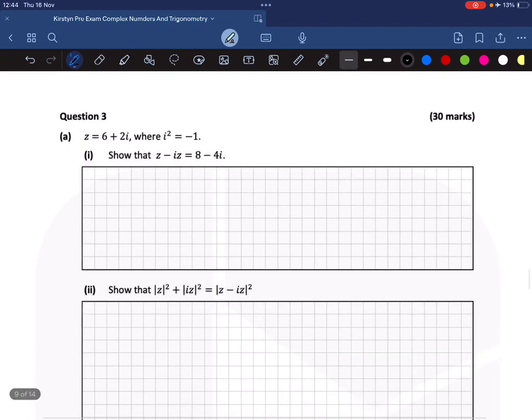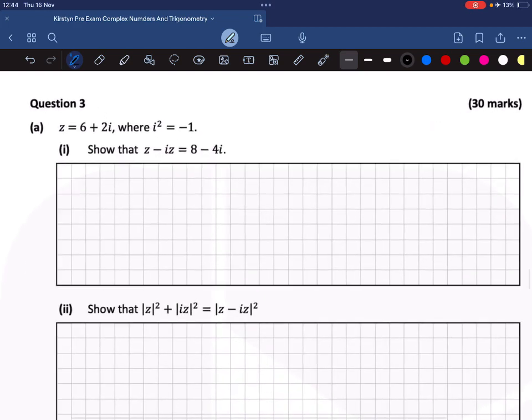So, question 3. z is equal to 6 plus 2i, where i squared is equal to negative 1. Part 1, show that z minus iz is equal to 8 minus 4i. As I said the other night, the best way you can write this out is just taking your time and putting brackets around all the complex numbers. So, z minus iz. That's just the way I write complex numbers when I use z, just so it differentiates it. Because if you're writing too fast, you might do that and you're like, oh, is that a 2? So this has to be equal to 8 minus 4i.